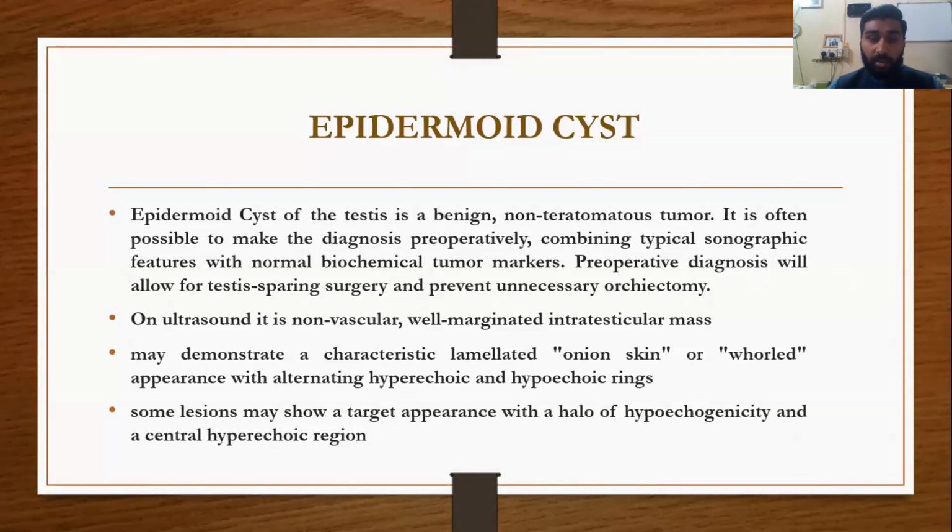On ultrasound, it is a non-vascular or avascular, well-marginated intratesticular mass, and may demonstrate a characteristic lamellated sign of onion skin or whorled appearance with alternating hyperechoic and hypoechoic rings. Some lesions may show a target appearance with a halo of hypoechogenicity and a central hyperechoic region.